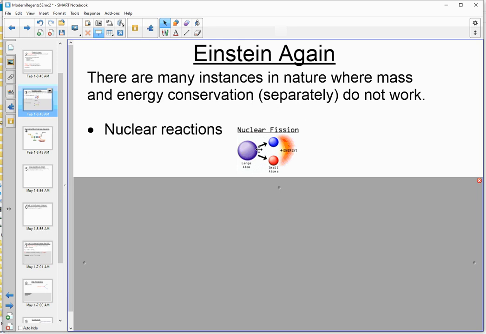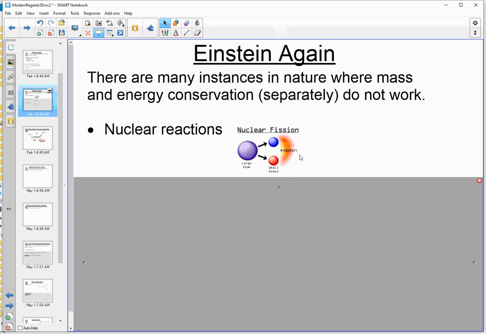Nuclear reactions. You've studied in chemistry nuclear fission, where you take a large parent atom and split it into two smaller atoms, and you get energy out. That's a physical process. Well, it turns out if you take all of the mass before the split, so take this large atom and put it on a balance and check its mass, and then you were to take the two daughter atoms and put those on a balance and check their mass, you would see that the two smaller atoms' mass would not add up to the bigger atom's mass. That would show that mass is not conserved.